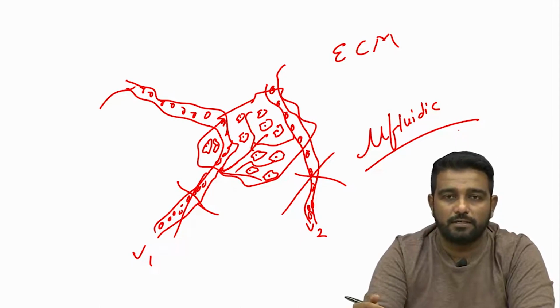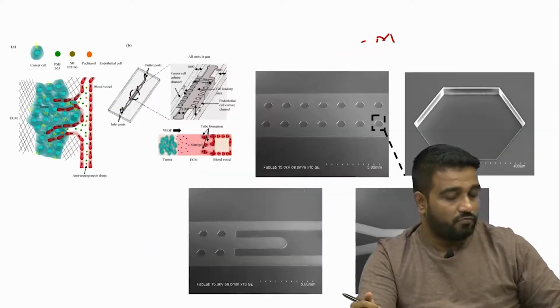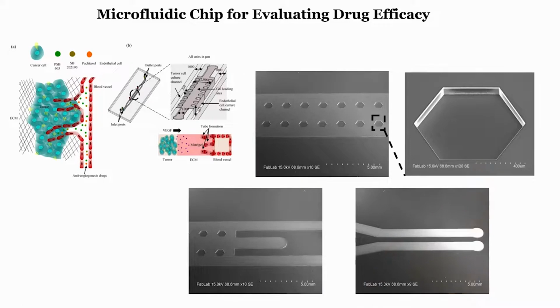To study such an effect, if you see this particular schematic, you can see that this is a representative of a vessel, the red one. This is cancer, this is the ECM matrix. All right. Now, what will happen? The blood will flow through this, and it will diffuse into the tumor, right. That is what we have discussed.